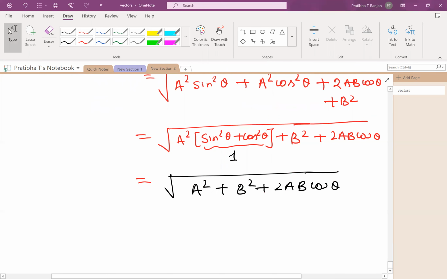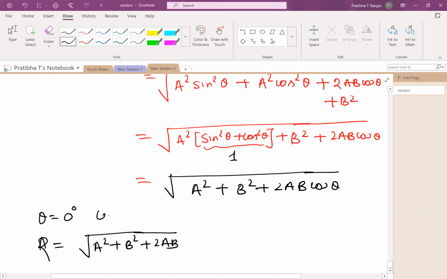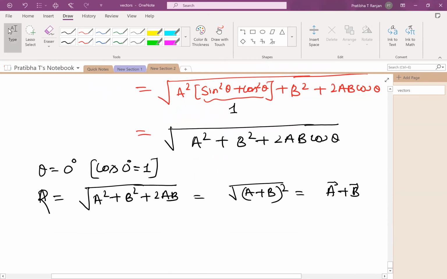Now there are three cases. If theta is equal to 0 degrees, my resultant will be simply a squared plus b squared plus 2ab, because cos 0 is 1. And it's simply a plus b whole squared, that is a plus b. So that's why when two vectors are in the same direction, we are just adding a plus b.